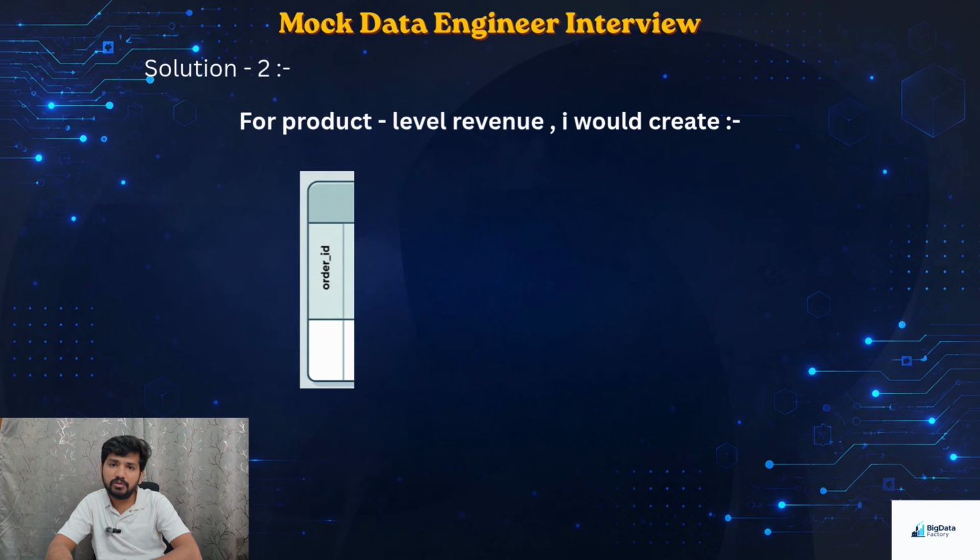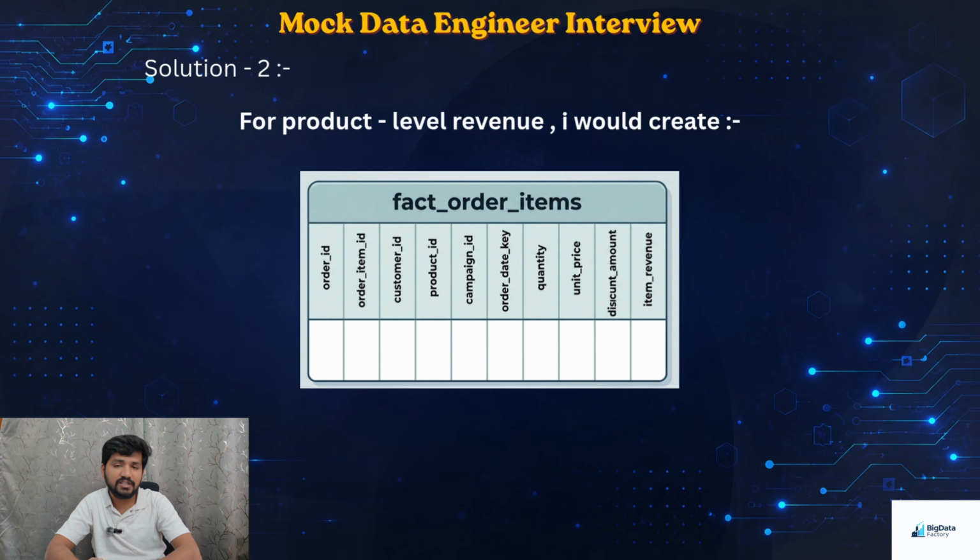The first thing I would decide is not the tool. It is not whether to use Spark, dbt, or Databricks. The first thing is the grain. The grain tells us what one row represents. For product level revenue, I would create a fact table such as fact order items. Its grain would be 1 row per order item.